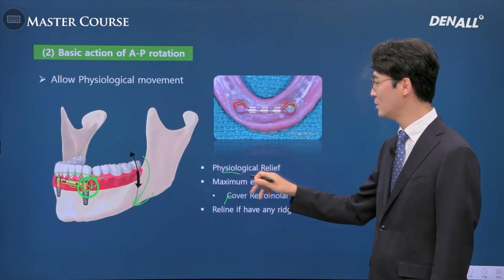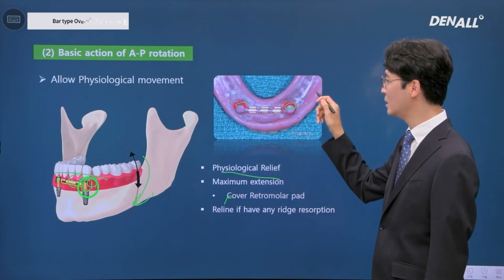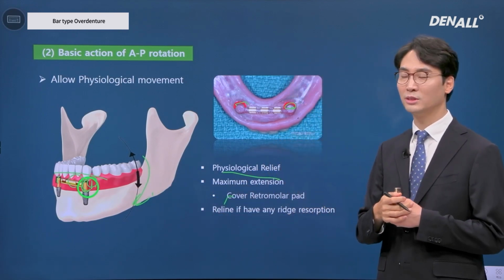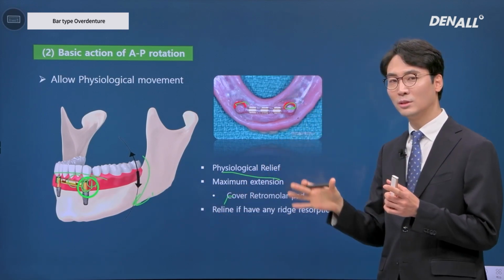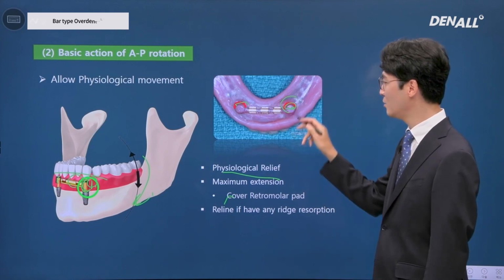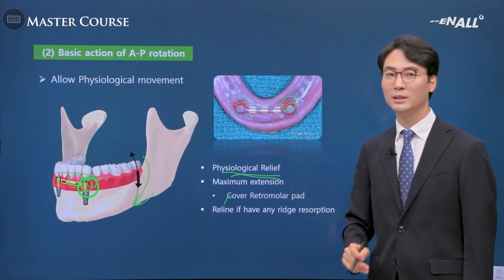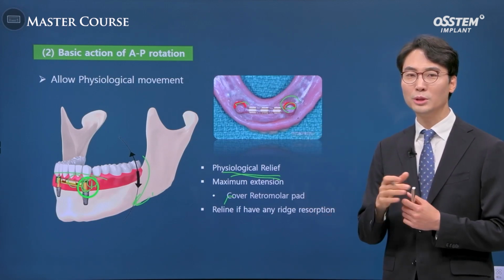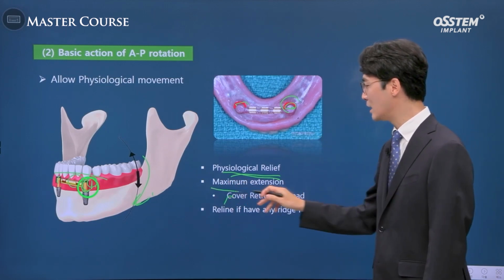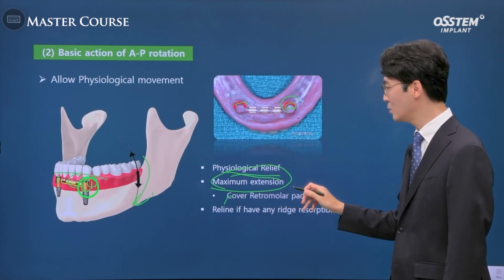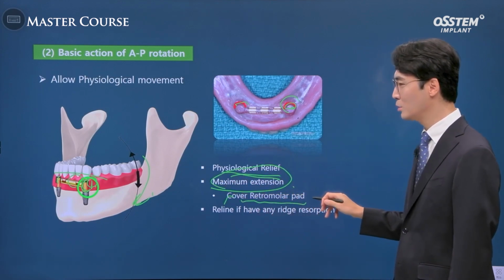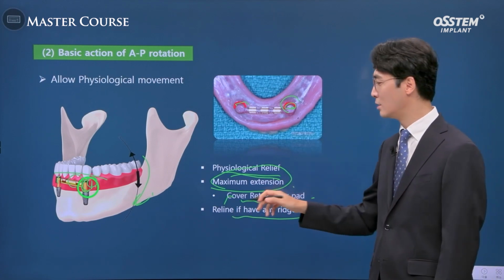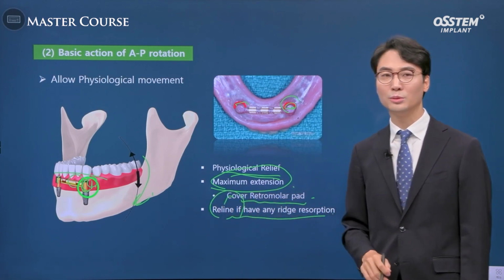Therefore, we need to provide physiological relief to prevent unnecessary stress being concentrated on the implant. We need to think of physiologic functional movement and provide physiological relief in the posterior area. In order to minimize such movement, we need to provide maximum extension. So it needs to cover up to the retromolar pad. If there's severe ridge resorption and if such movement becomes worse, you need to do relining.